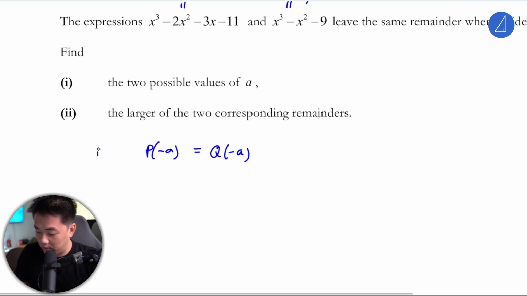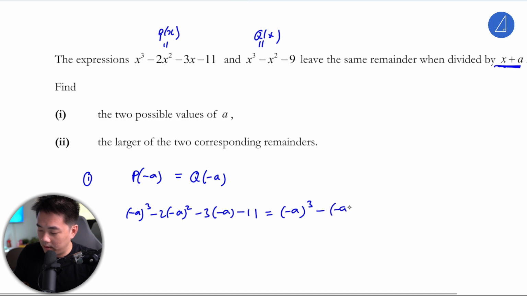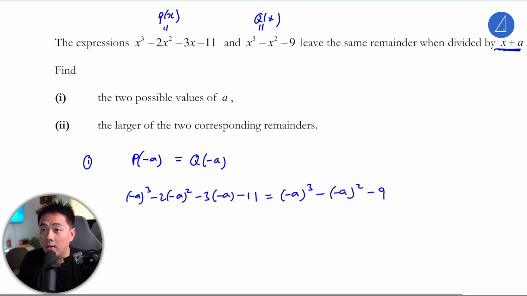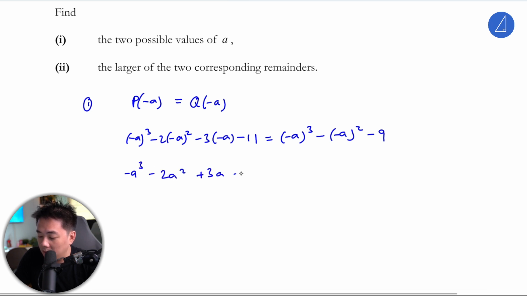So what we're gonna do is just put minus a cube minus 2 times minus a square minus 3 times minus a minus 11 equals to minus a cube minus a square minus 9. All right, so once this is done, we're just gonna expand. Then we just solve this. This is a cubic equation. So what we do is this is minus a cube minus 2a square plus 3a minus 11 equals to minus a cube. Oh, this is just a quadratic.